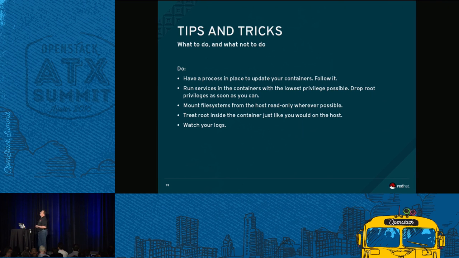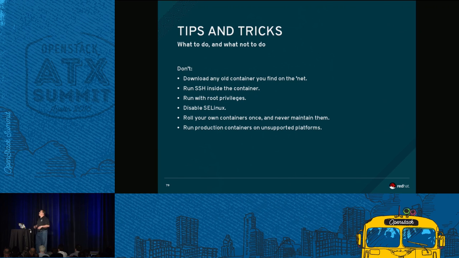Run services in the containers with the lowest possible privilege. Drop root privileges as soon as you can. Whether it's web services, database service, I don't care. Bill and Ted's excellent service. Make sure you drop privileges. Use services that allow you to do that. Mount file systems from the host read only unless you absolutely positively have a good reason not to. Treat root inside of the container just like you would on the host. Watch your log files, pay attention, and don't just download any old container you find on the net. Bill and Ted's excellent container repository may have some cool stuff in it, but unless you've vetted it and you know what's going on with Bill and Ted, you probably want to be real cautious about downloading them.